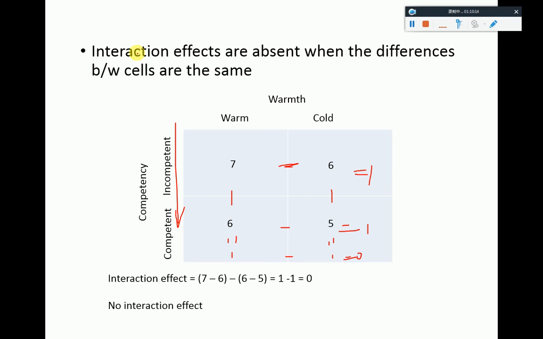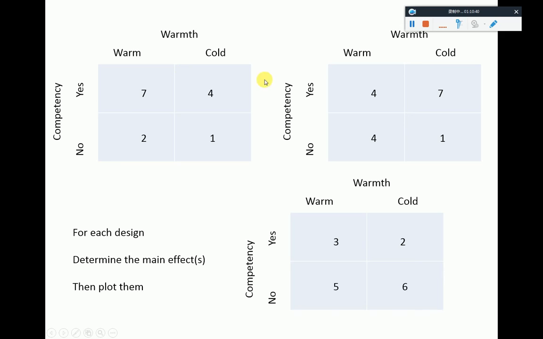So in other words, interaction effects are present if the differences between the cells are different. If the differences between cells are the same, like this, we don't have any interaction effect. Okay, isn't this cool? I hope it is. All right, so now again, I have several exercises for you. You should work out whether or not you have main effects and interaction effects.